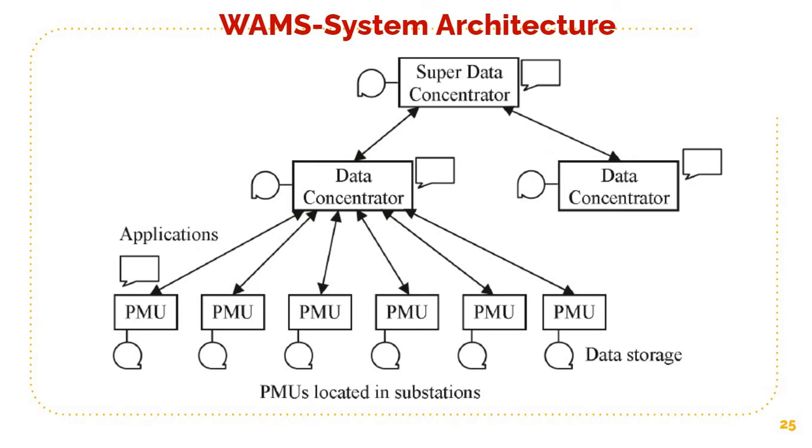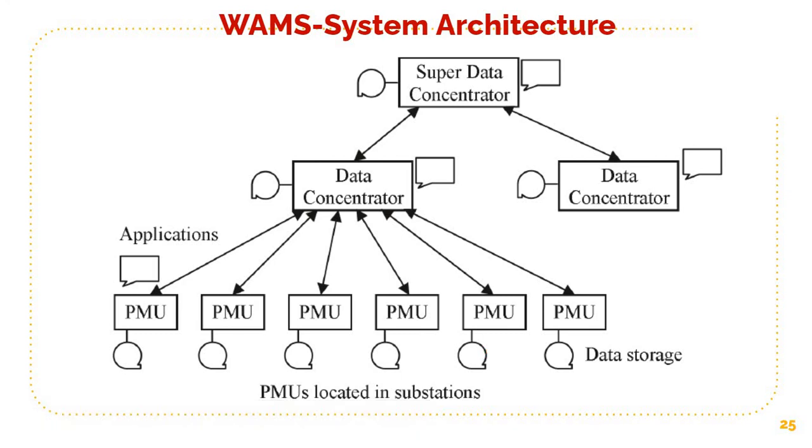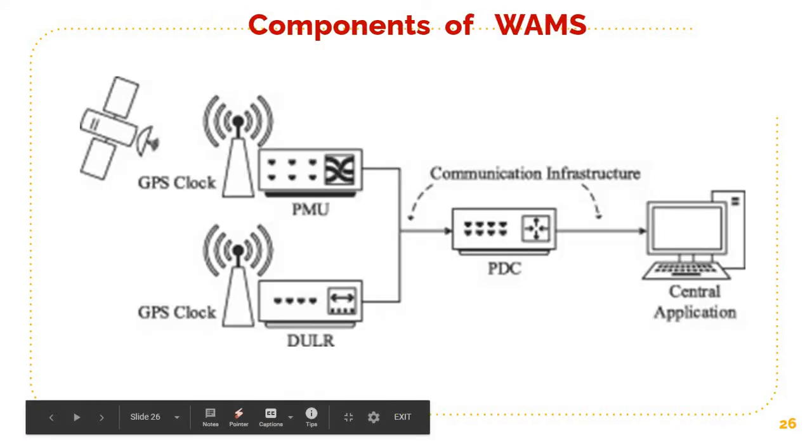This is the system architecture of WAMS. You can see a large number of PMUs, and the signals from these PMUs go to data concentrators, and there are many data concentrators in a WAMS, and the signals from these data concentrators are finally sent to a super data concentrator where it is processed and analyzed.